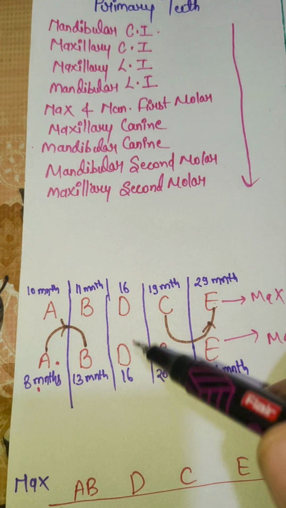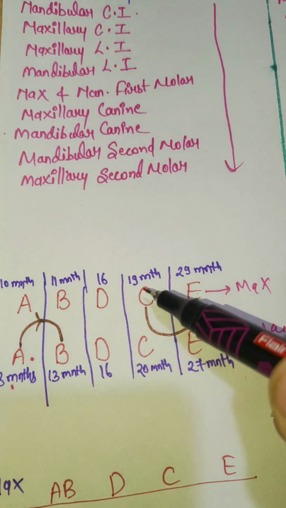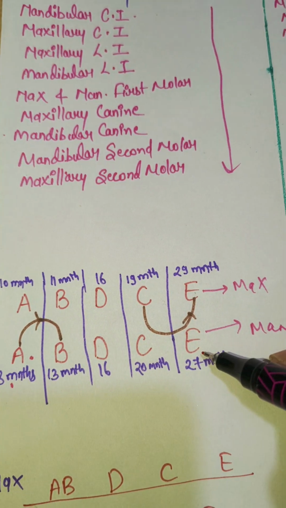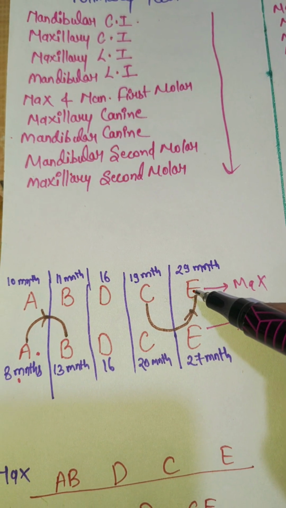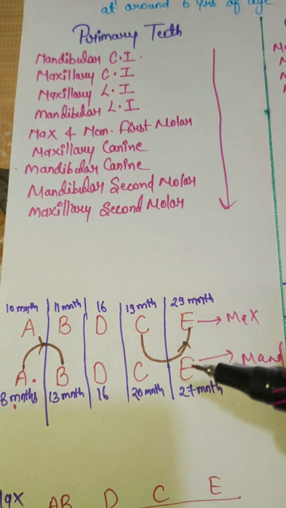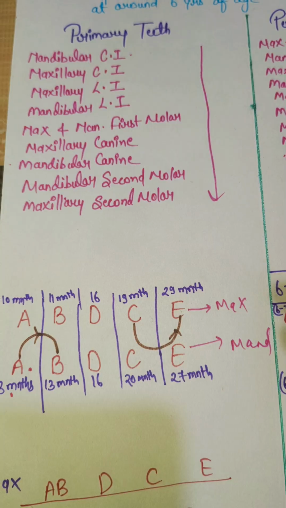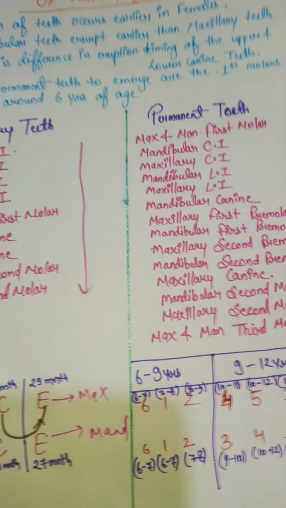Now for the maxillary and mandibular canine, 16 months. Now maxillary canine, then mandibular canine, then mandibular second molar, then maxillary second molar. This is the anti-clockwise direction. To keep all these things in mind, just write them 1 or 2 times and you will learn the eruption sequence so quickly. Now permanent teeth.